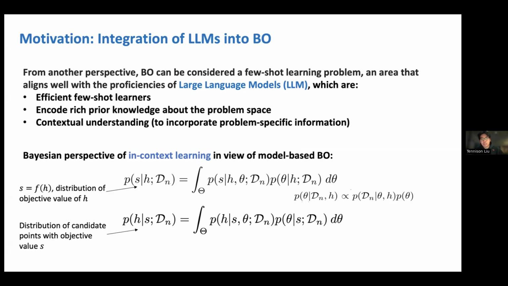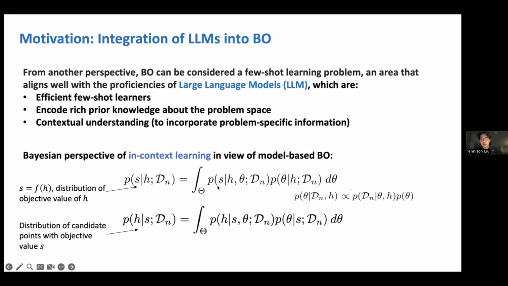There was a work recently, and I should have probably added the citation here, which presents LLM in-context learning from a Bayesian perspective. Specifically in the context of model-based BO, you can think about the surrogate model as learning some sort of distribution over the objective value.